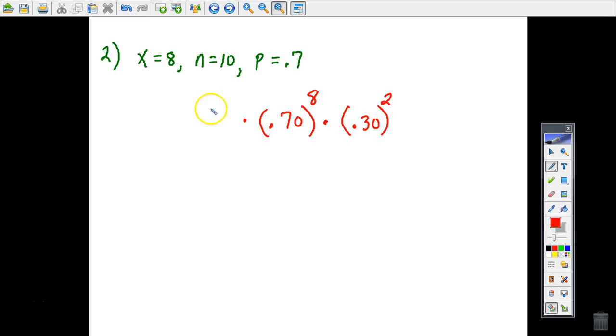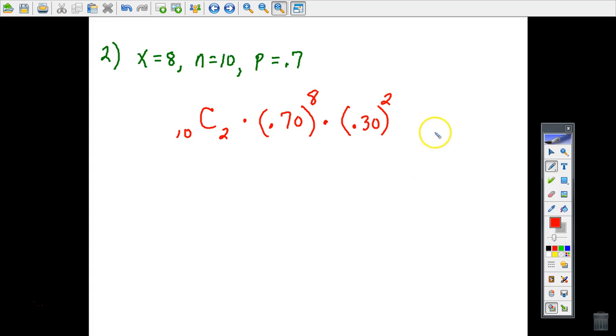And then, coming up with the combination factor, again, 10 trials. Let this number that follows C always match up with the exponent for failure. And let's use our calculator. 10 NCR 2 times 0.7 raised to the 8th times 0.3 raised to the second.